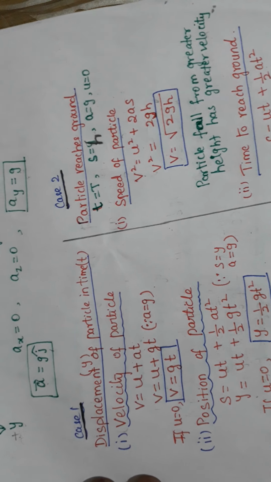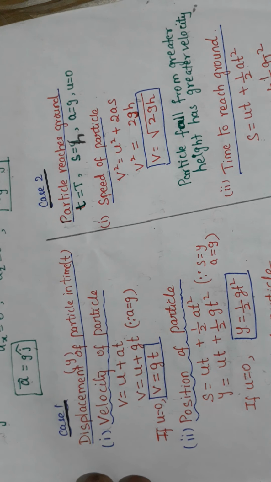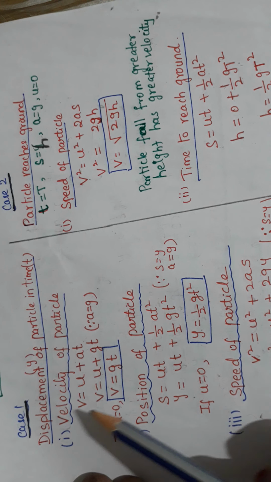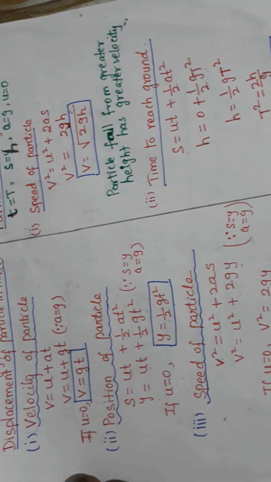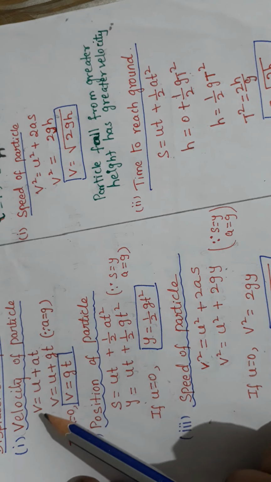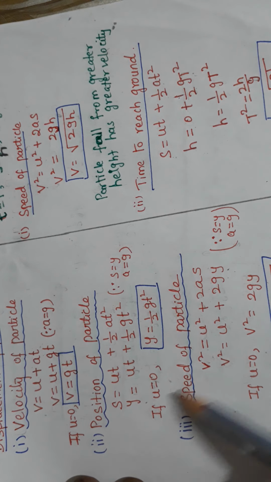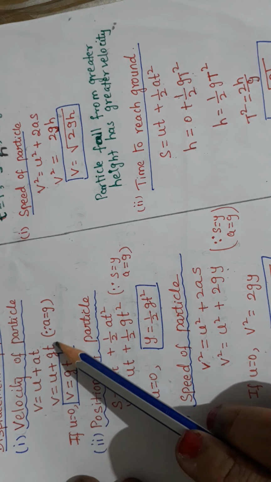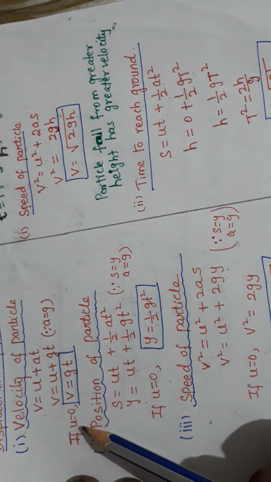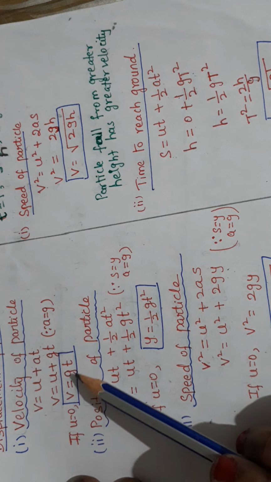Now so first case, displacement y of the particle in time t. Everything you are going to derive: velocity, position of the particle, speed of the particle in the intermediate level, children. So velocity of the particle, v is equal to Newton's equation, v is equal to u plus at. So a is nothing but g, a is acceleration due to gravity g, so v is equal to u plus, instead of a, g into t. So if u is 0, initial velocity you are not giving, simply you drop the object, so u is 0, then v is equal to gt.